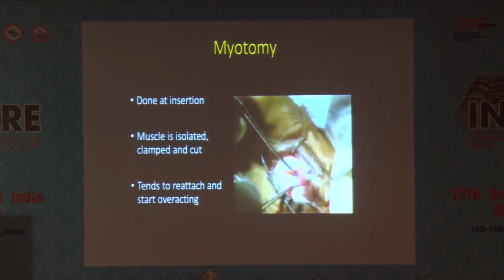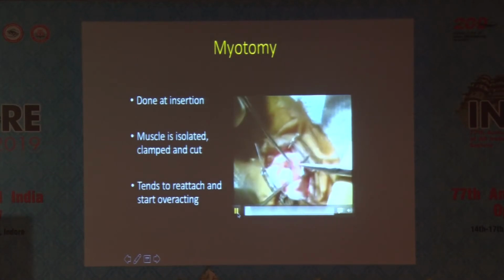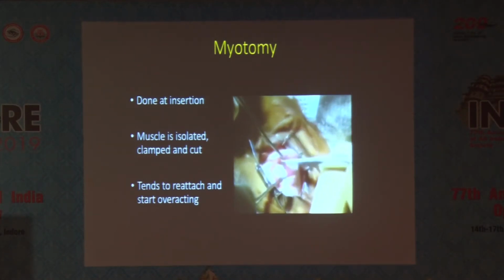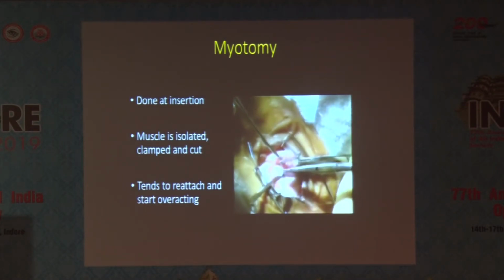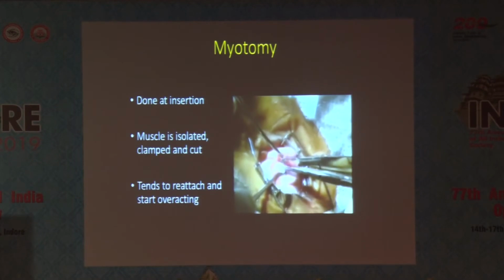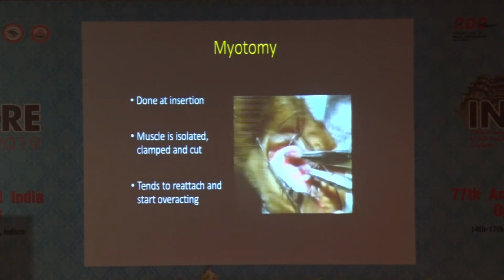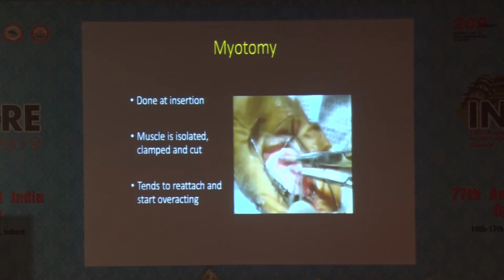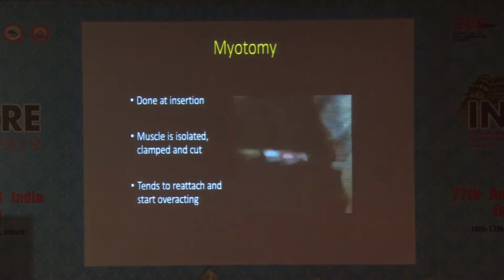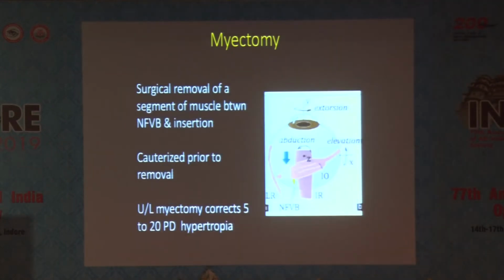Another very common procedure which used to be done is the myotomy. Myotomy is nothing but isolation of the muscle, putting two clamps, and then cutting the muscle between the two clamps. So you can see the two clamps being put, and then we will simply cut the muscle between the two clamps and cauterize the ends. The only problem with this is that the muscle tends to get attached exactly at the point where you have left it, or somewhere where it wants to attach, and starts overacting all over again. So it doesn't serve the purpose for a very long time.